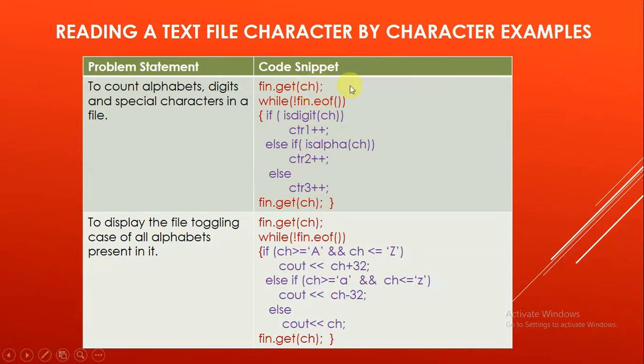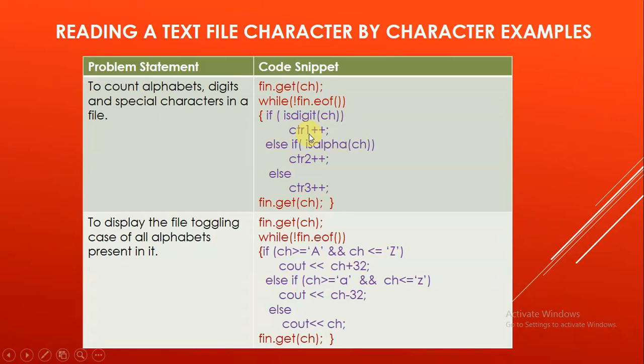The rest of the part I have left; you can see it from the previous program. It will remain the same. So I will read the file one character at a time. I am giving the statement fin.get(ch). Then I will use the loop while not fin.eof. Now I will check whether the character I have read is an alphabet, digit, or special character. I am using the already available character functions. If isdigit(ch), that is, if ch is a digit, I will increment the counter ctr1. This I have already declared.